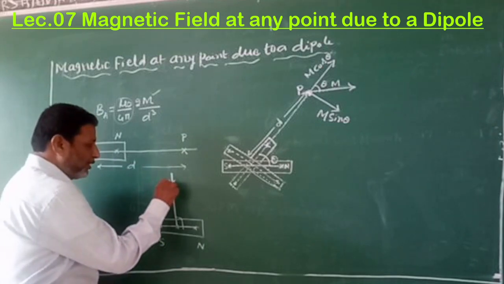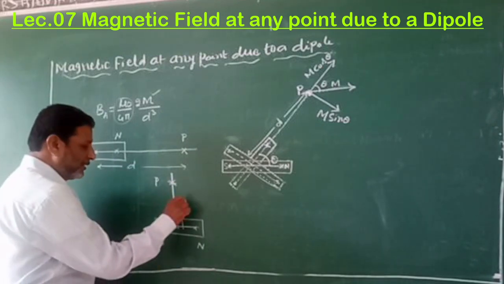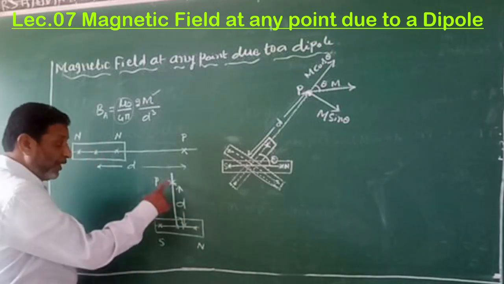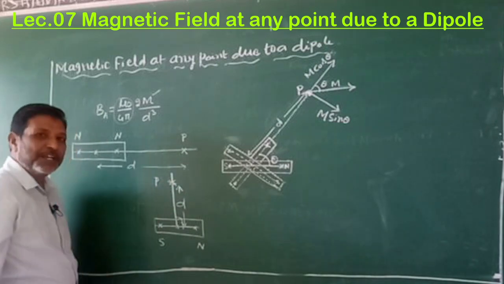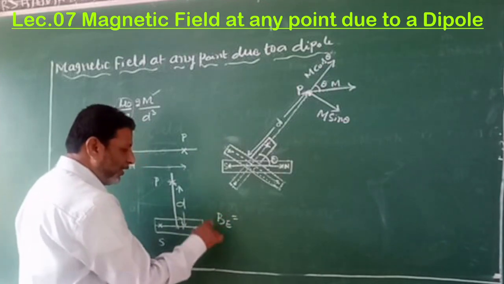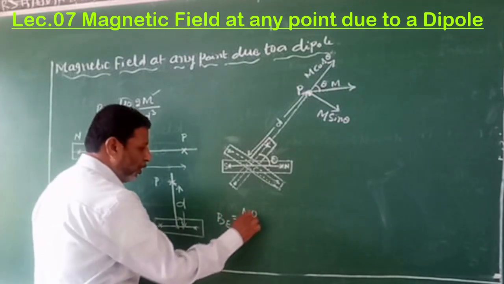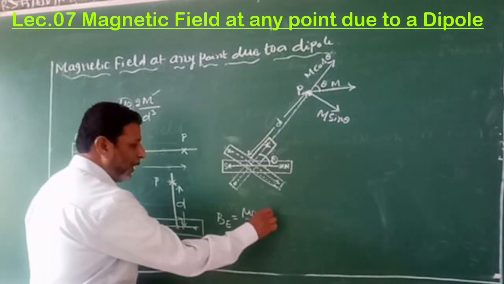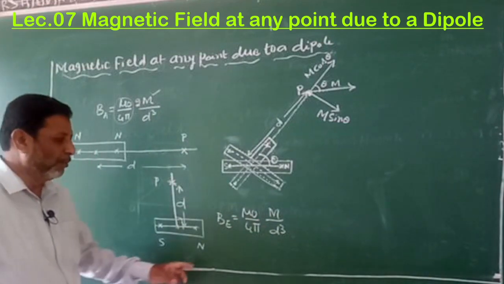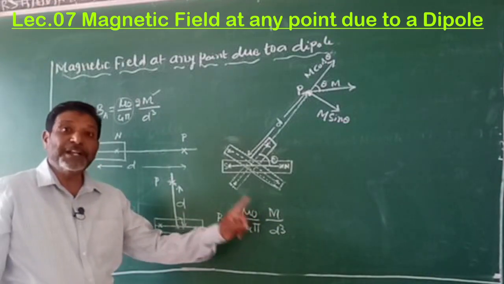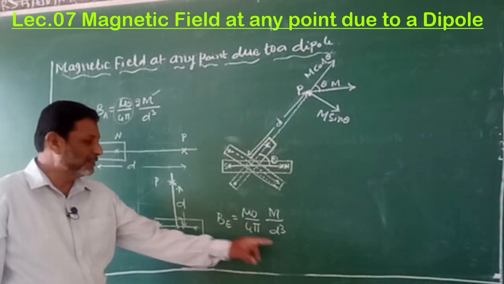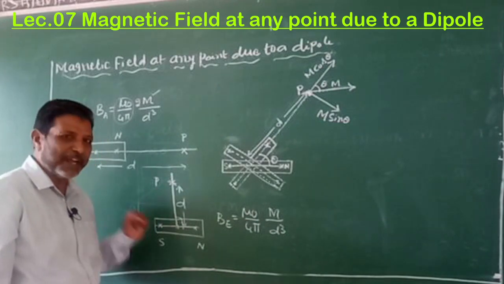Now when you take any point on the equatorial line which is at a distance of d from the center, the field at that point, BE, meaning the field along the equatorial line, is equal to mu naught divided by 4 pi, m divided by d cube. What is this m? M is the magnetic moment of the magnet. And d is the distance of the point from the center of the magnet.